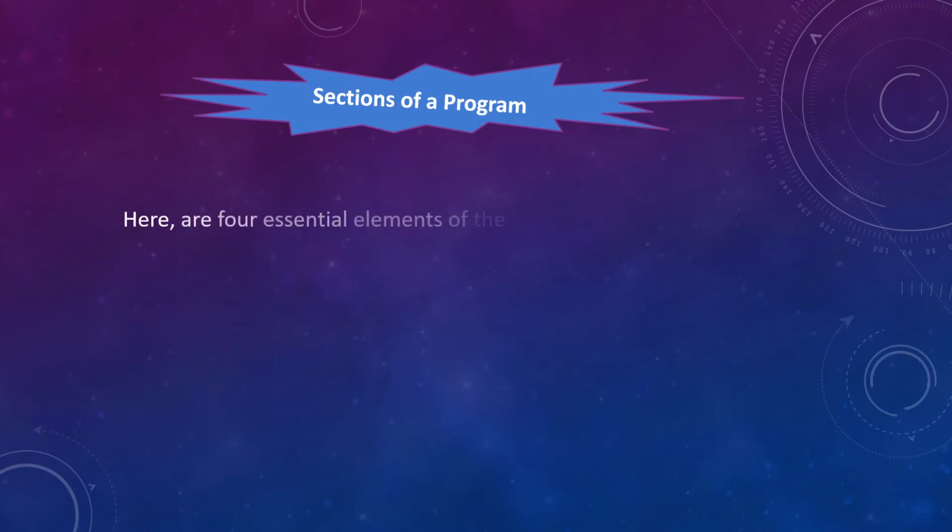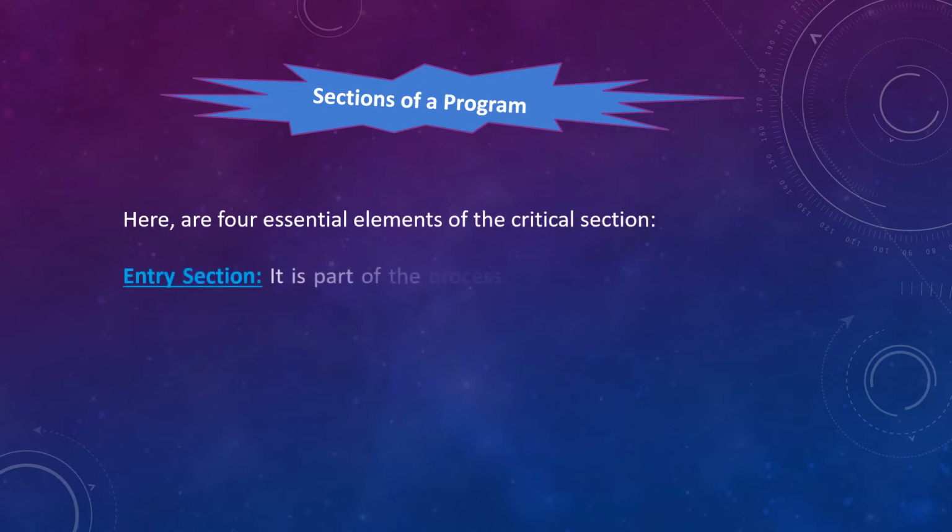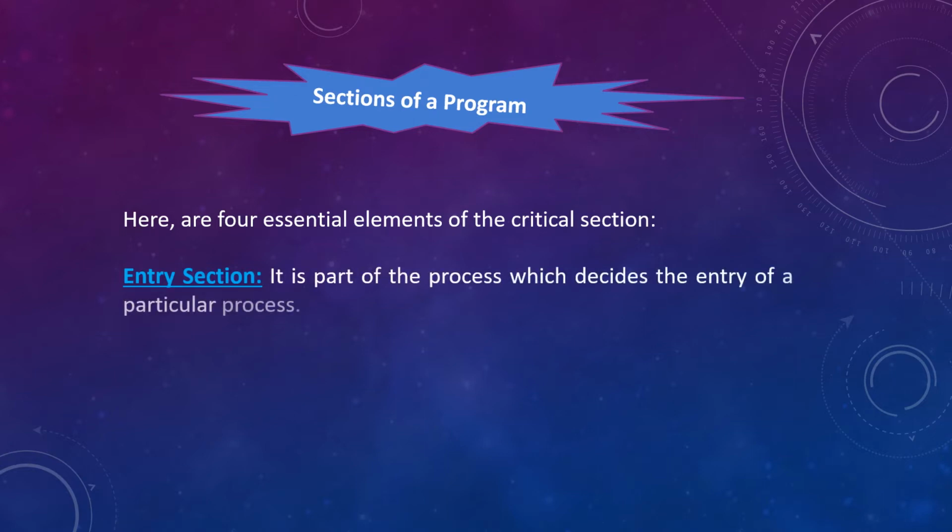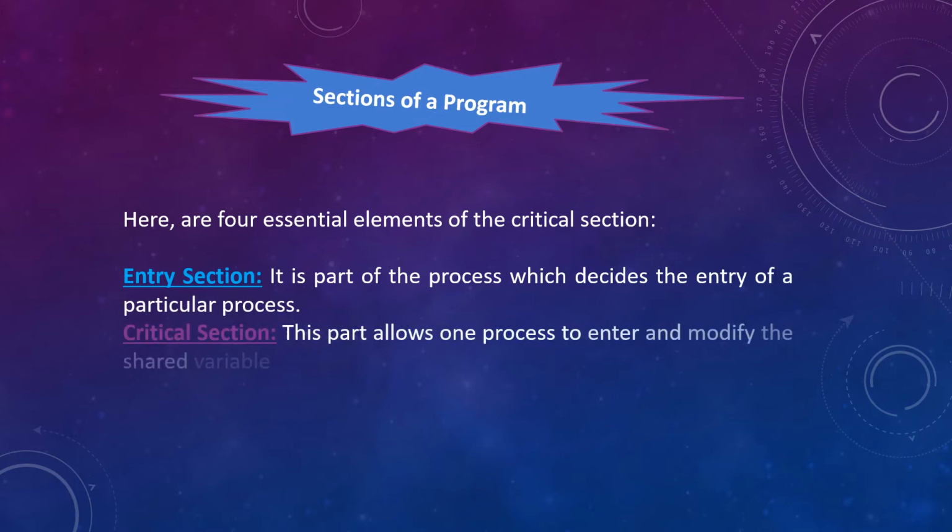Here are four essential elements of the critical section. Entry section: it is the part of the process which decides the entry of a particular process. Critical section: this part allows one process to enter and modify the shared variable.